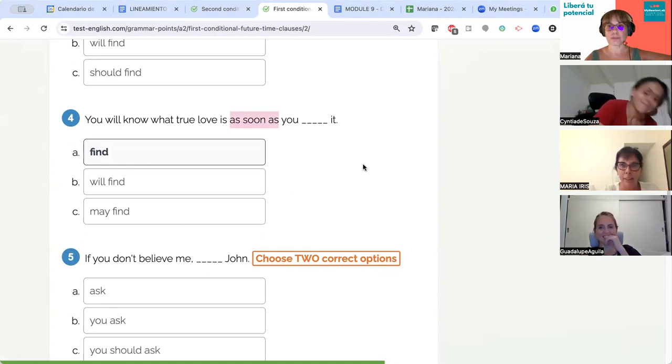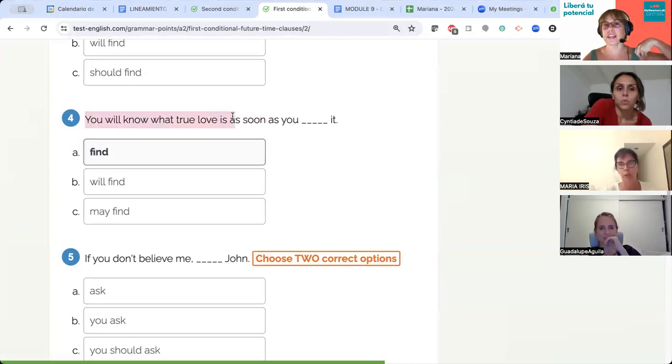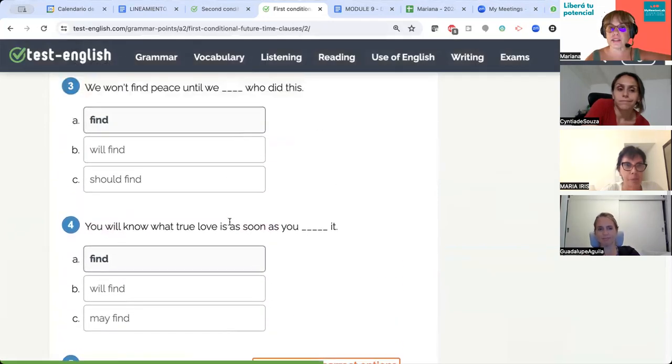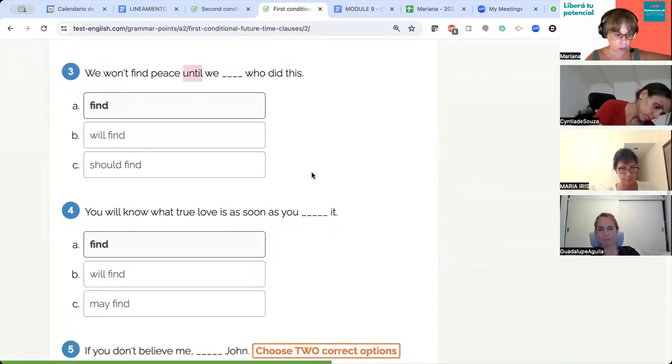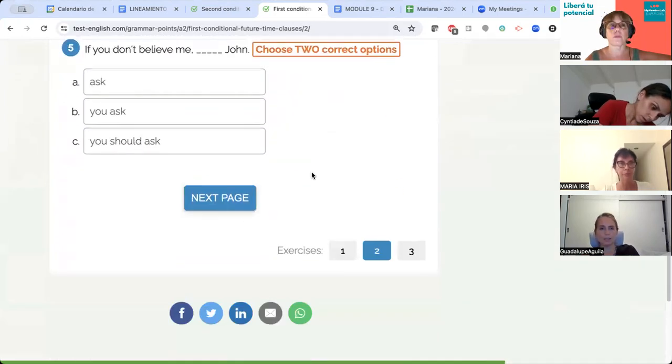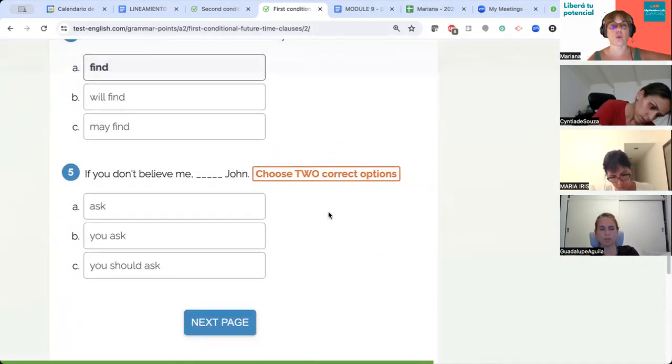No entiendo qué significa. El amor verdadero, no vas a saber lo que es, hasta que lo encuentres... vas a saber lo que es el amor verdadero tan pronto como lo encuentres. Bien, lo que quiero que vean en este ejercicio es el equivalente que puedo usar o las variantes en lugar de if. ¿Sí? ¿Las están notando? Ok. Yes. Until, as soon as, when.